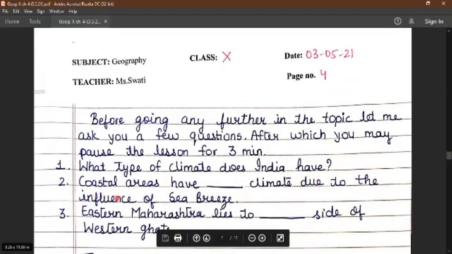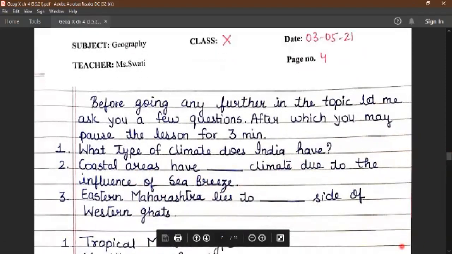Question number 2, coastal areas have dash climate due to the influence of sea breeze. Number 3, eastern Maharashtra lies to dash side of Western Ghats.